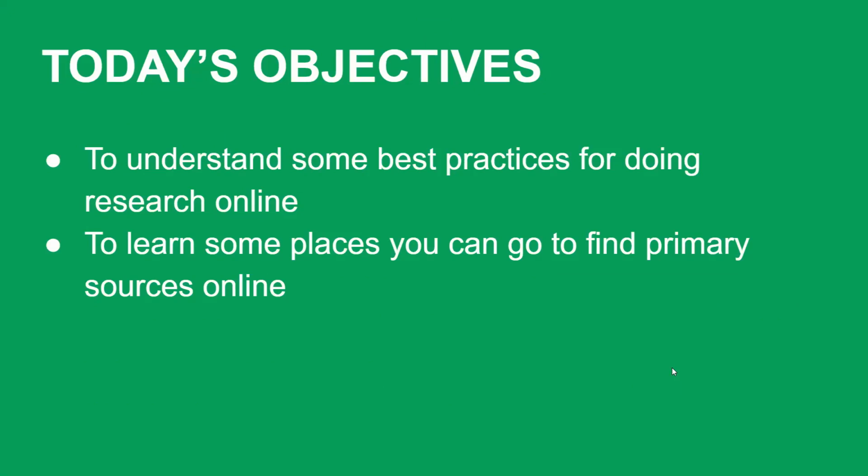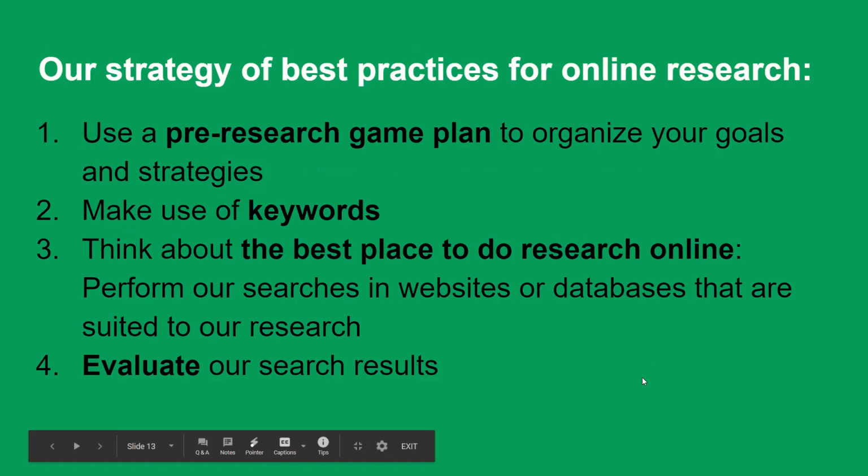But tracking back to today's objectives, we want to think about best practices for doing research online because this year's contest is virtual and so much of our research this year is virtual. We also want to think about places to go to find primary sources online because such a big component of the National History Day project is making sure to involve primary sources. So we have a strategy for online research and for finding primary sources online that I'm going to talk us all through today. It's a four-part strategy.